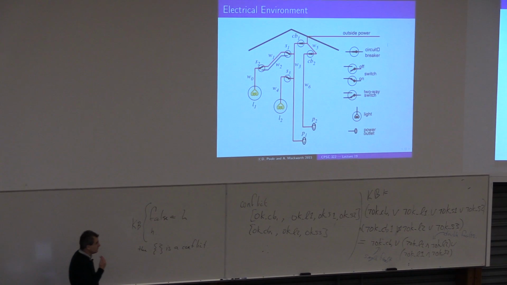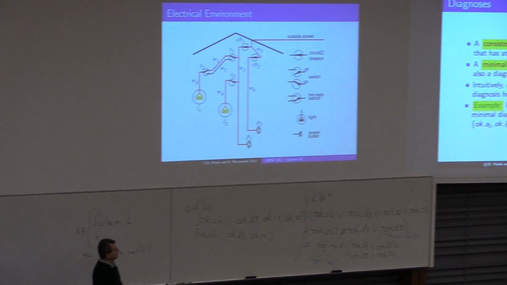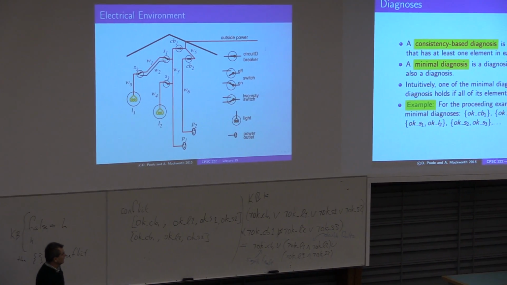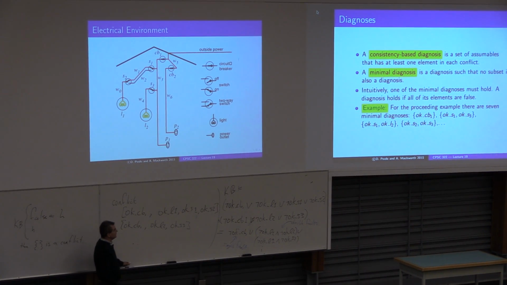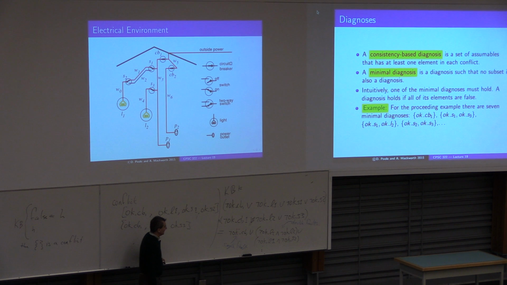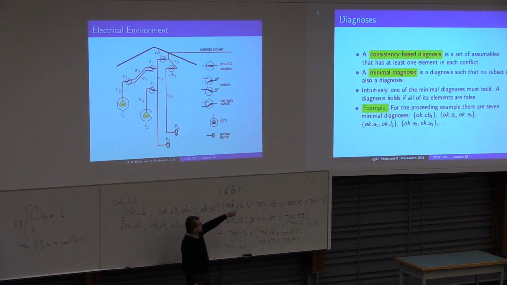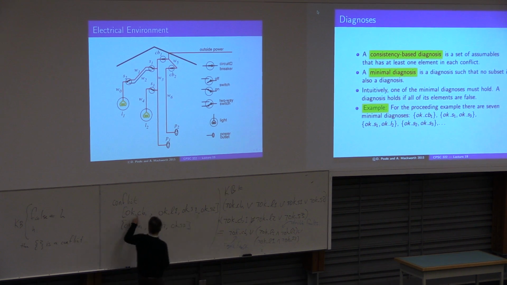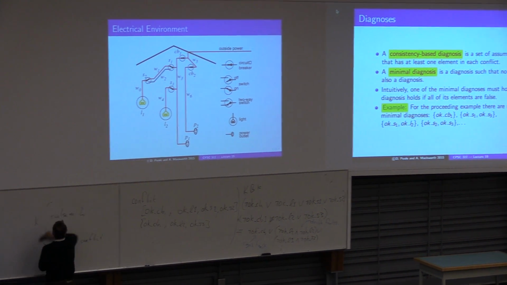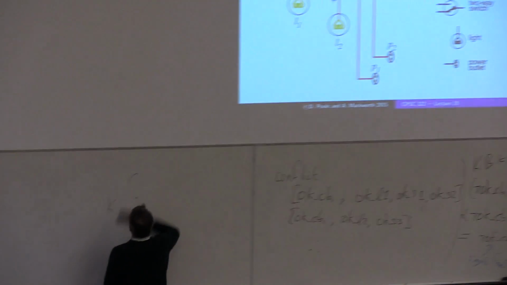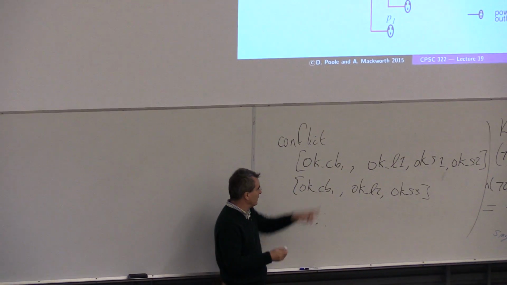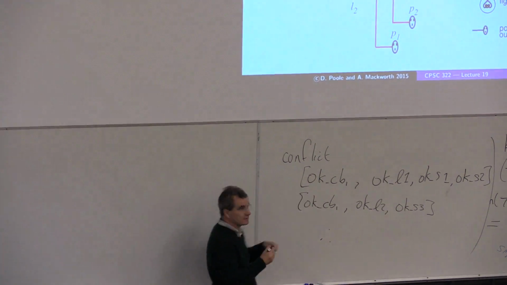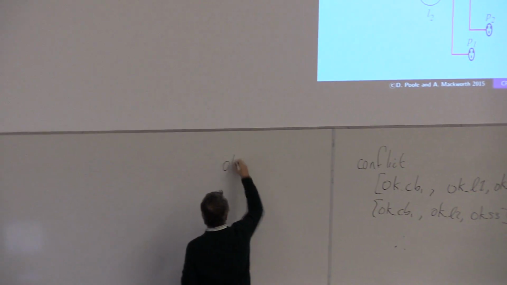And so what we're going to do is define something called a consistency-based diagnosis as a set of assumables that has at least one element in each conflict. A minimal diagnosis is a diagnosis where no subset is also a diagnosis. So if we look at these two examples, one diagnosis is OKCB1, because that has an element in both. So OKCB1 is a diagnosis.